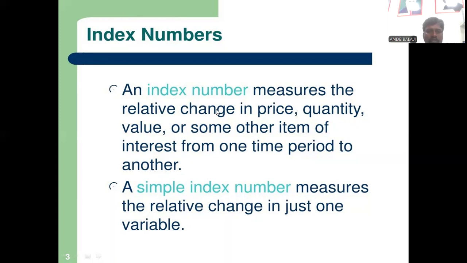Now, index numbers measure the relative changes in price, quantity, value or some other item of interest from one period to another. And one more definition regarding index number: a simple index number measures the relative changes in just one variable.